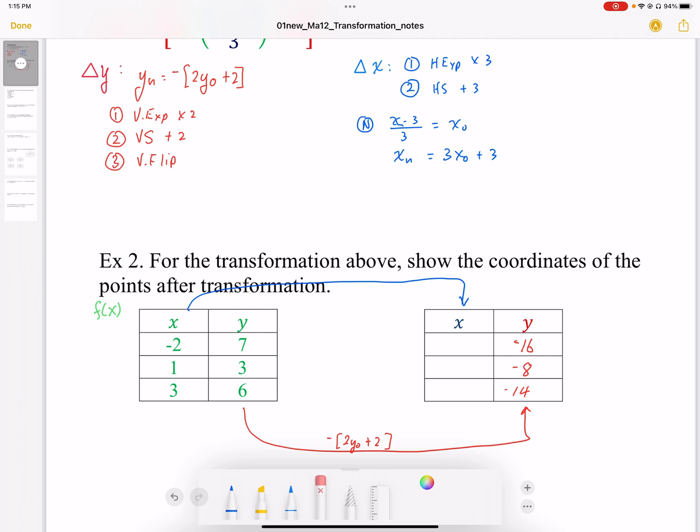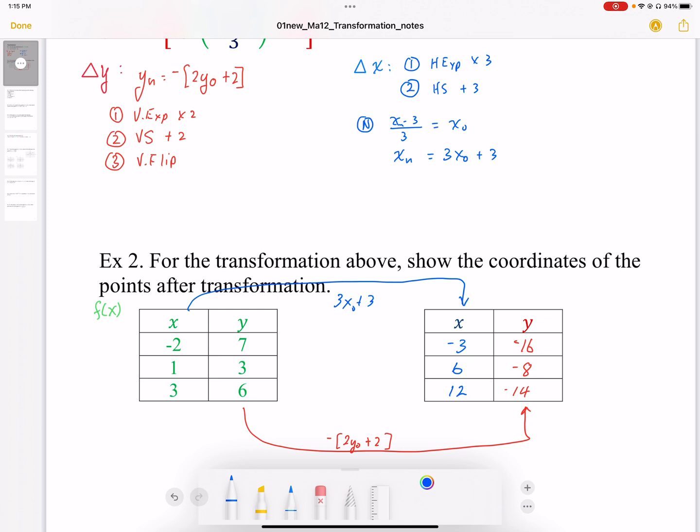So it's going to be 3x plus 3. So 3 times negative 2 is negative 6, plus 3 is negative 3. 3 times 1 is 3, plus 3 is positive 6. 3 times 3 is 9, plus 3 gives me 12. So these are my new coordinates.